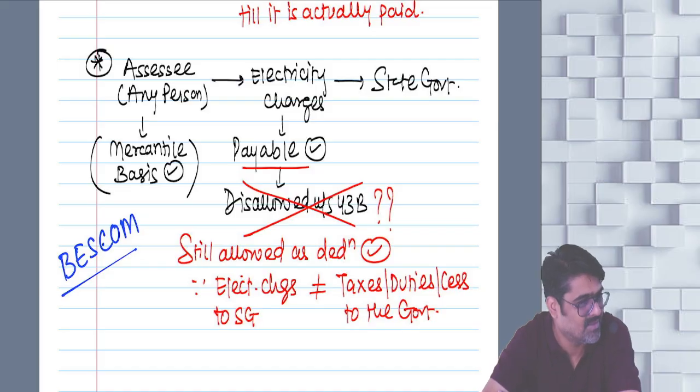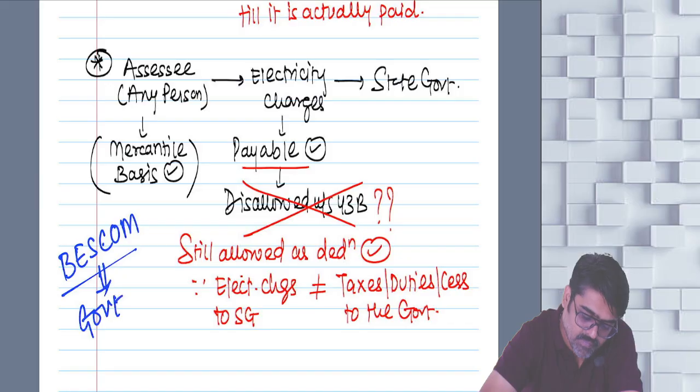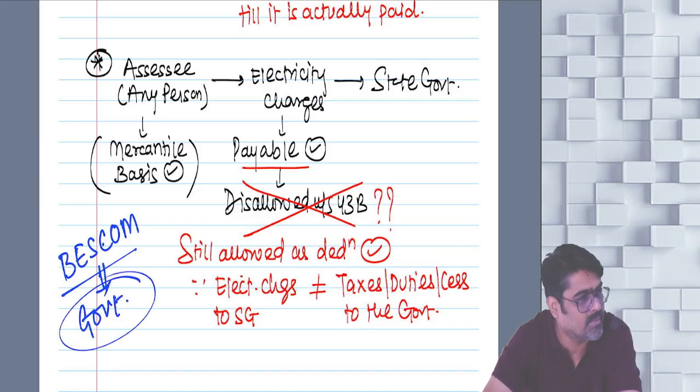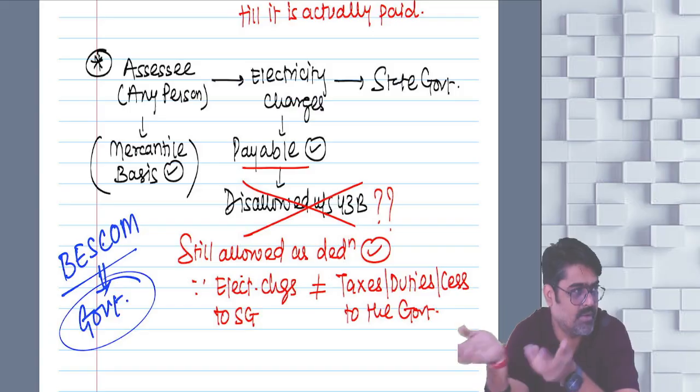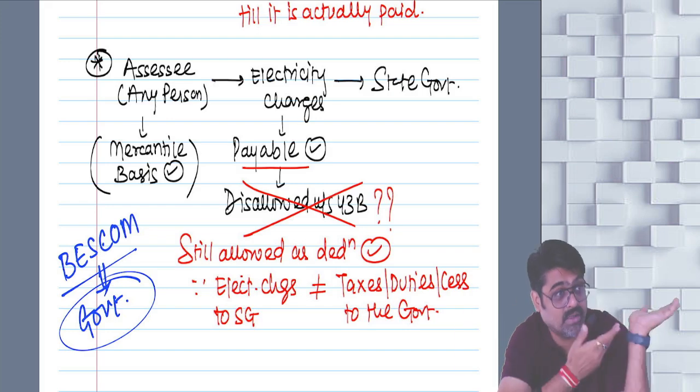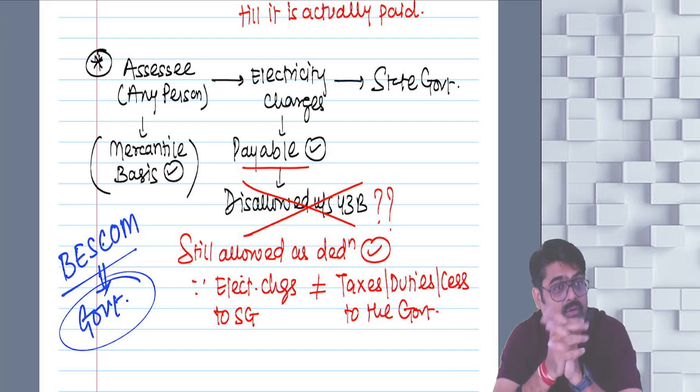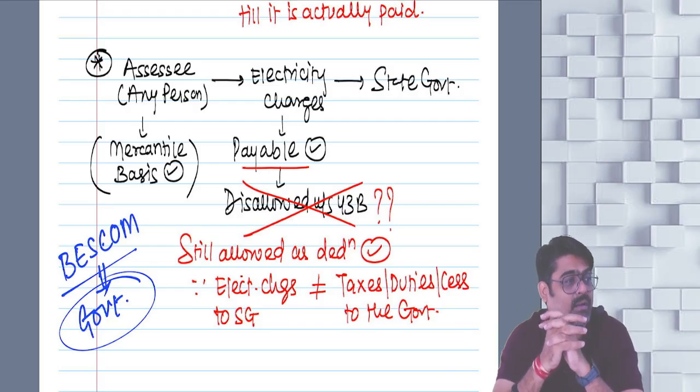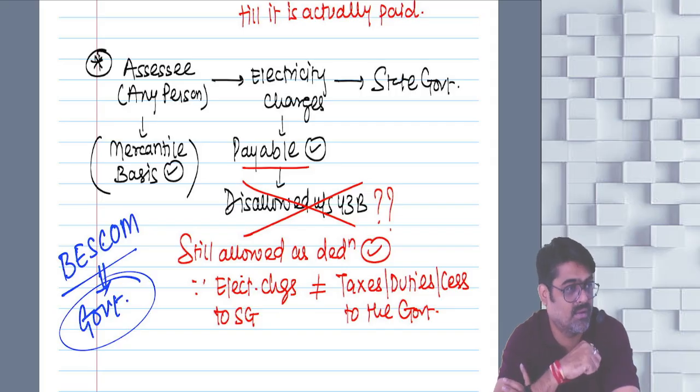Electricity company, no? Don't you think that this electricity company, BESCOM, is owned by the Karnataka state government? Majority shares are held by the Karnataka government in this company. So electricity is supplied by this government company. Government company is not government, by the way.